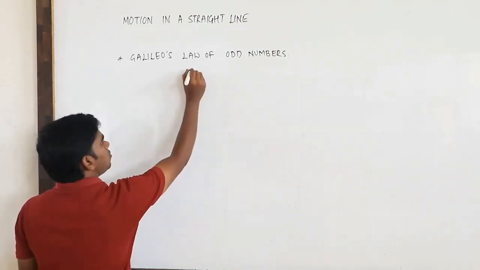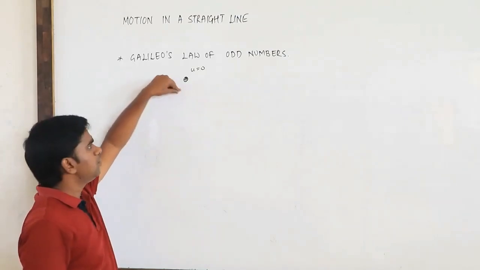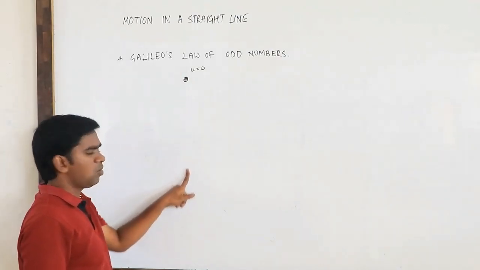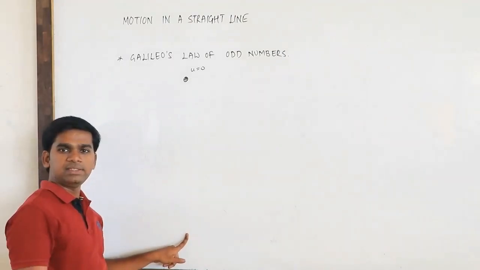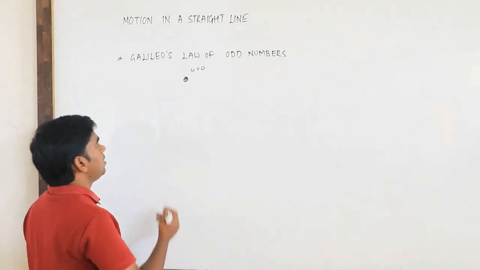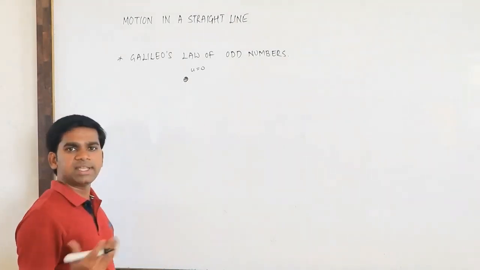Here it is u equals 0. No need to worry about that one. When you drop it, what will happen? Its velocity goes on increasing. When it reaches the ground, it will have a high velocity. So velocity is increasing, which means the distance traveled per second is also increasing.